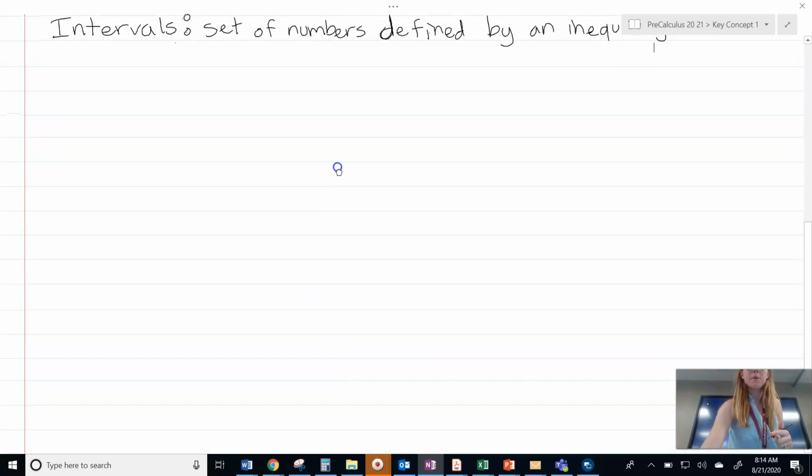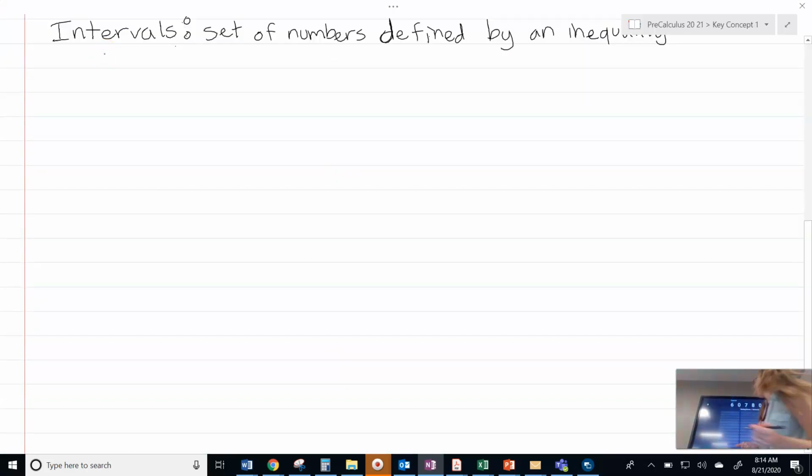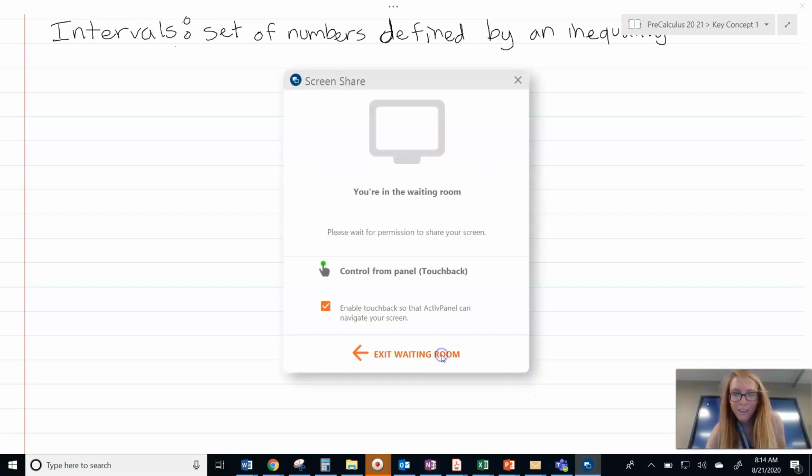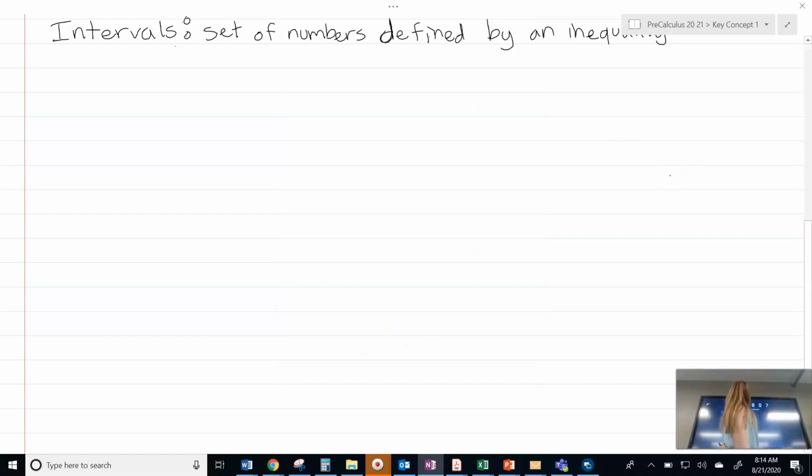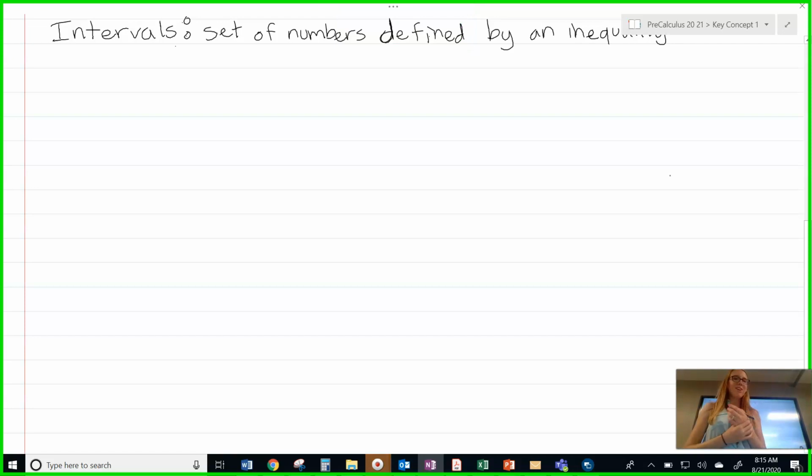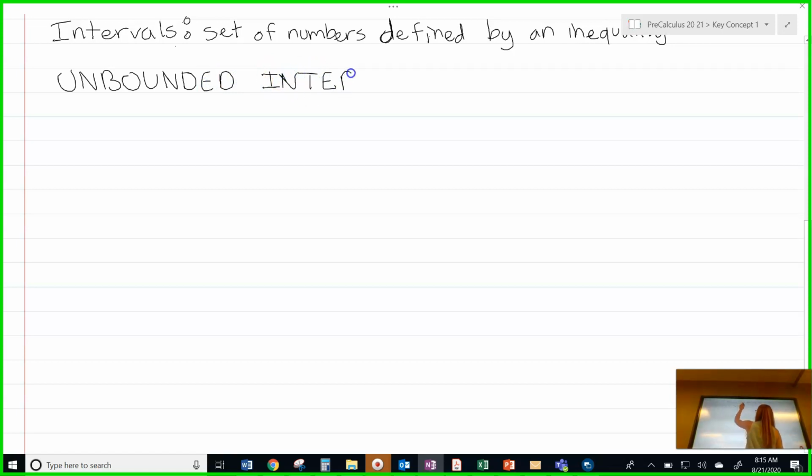Move this up. So the first set of intervals we're going to look at, a screenshot. Hold on. Harder to write when your screen stops sharing.